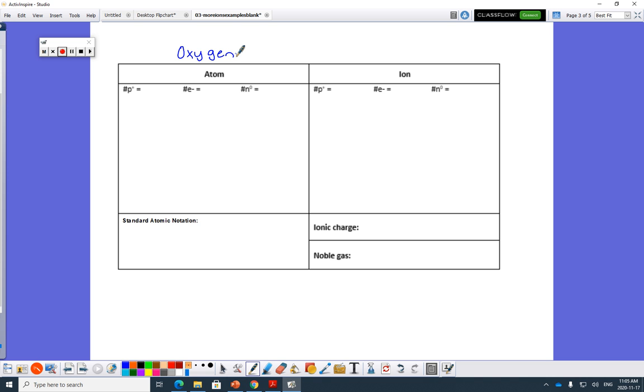Oxygen has an atomic number of 8. When we do the atom, the charge is neutral. Electrons are 8. As for the number of neutrons, you can decide when you're doing the homework if you want to show your work so you remember what you did later. It's up to you. You round the mass and subtract the number of protons, which is 8.